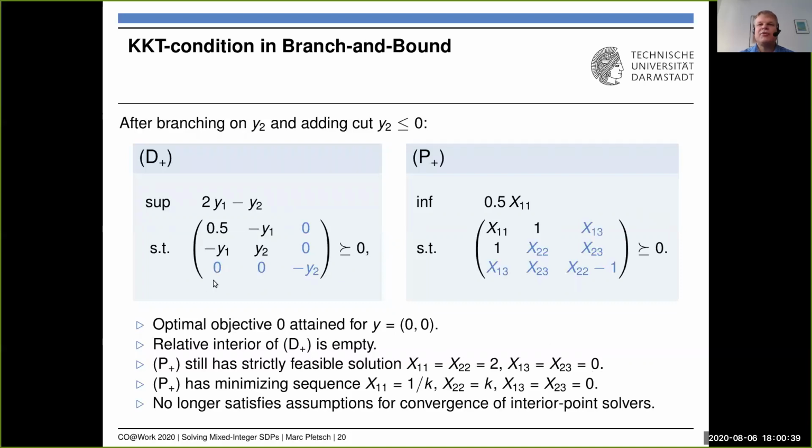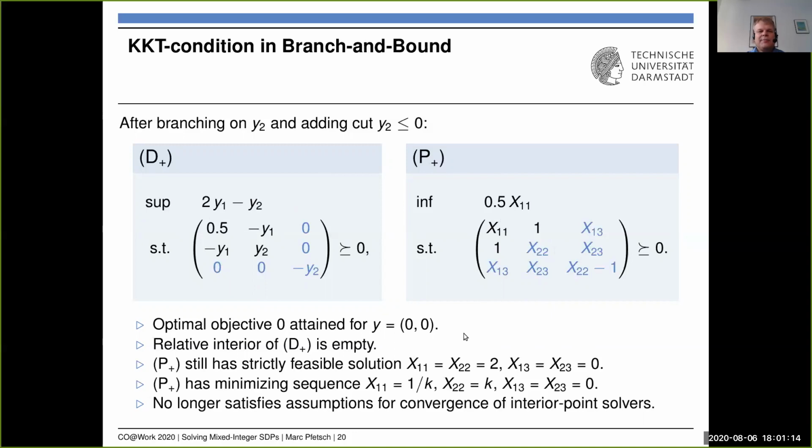Now imagine we are branching on the variable y2 by adding the cut y2 being less or equal than 0. And adding the cut means we have to add one more variable, a slack variable for this inequality. This produces a 3 times 3 matrix here in the dual and in the primal as well. So these are the new problems if you think about it for a while.